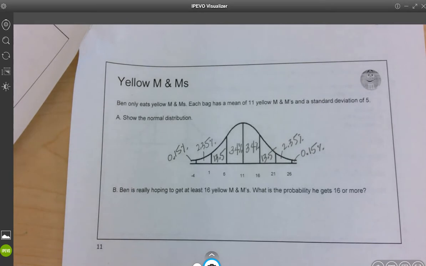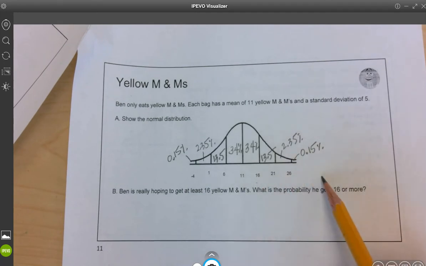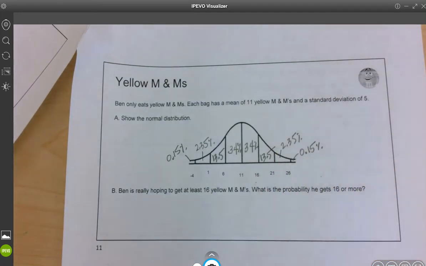All right, so the question says, Ben is really hoping to get at least 16 yellow M&Ms. What is the probability he gets 16 or more? So I'm gonna pause while you figure out the probability that he gets 16 M&Ms or more. Remember that you're gonna use the percentages that you just added. Okay, raise your hand if you think you have an answer for us. Anybody find an answer?